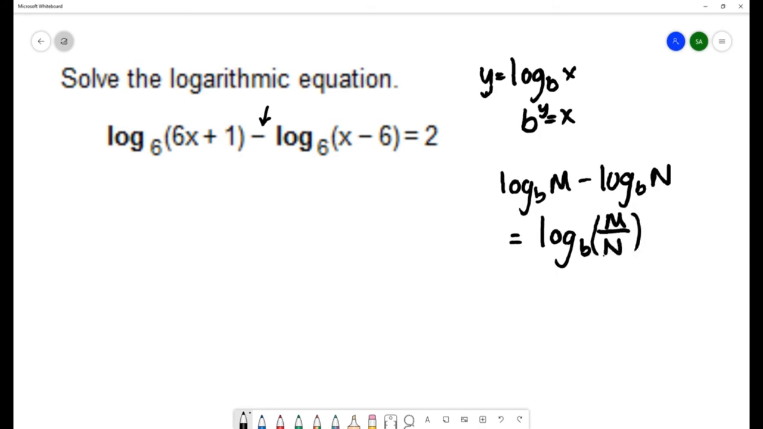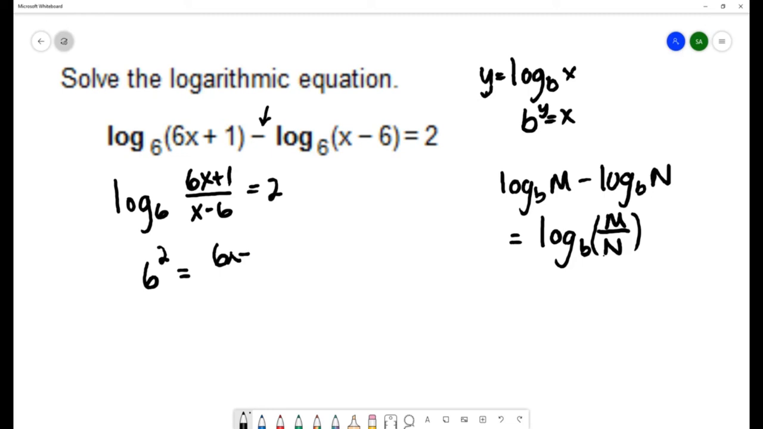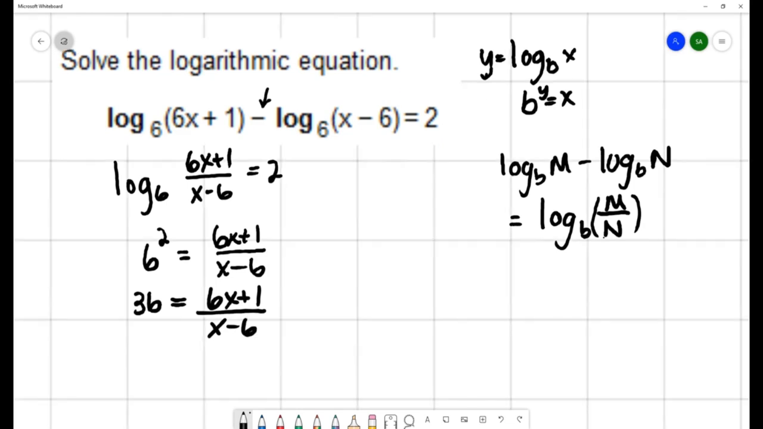So using the quotient rule, we would condense this to be log base 6 of (6x plus 1) over (x minus 6) equals 2. And now that I have a single log on the left, I can convert this to an exponential. I'm going to use the base of 6. The exponent is 2. And this equals what's inside the log, (6x plus 1) over (x minus 6). So 6 squared is 36. And that equals (6x plus 1) over (x minus 6).